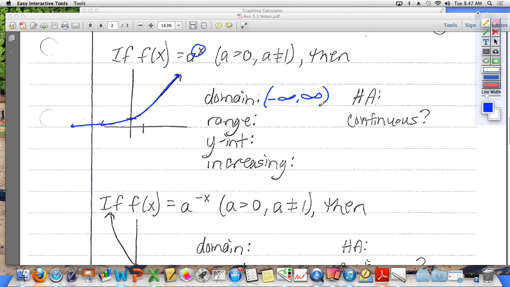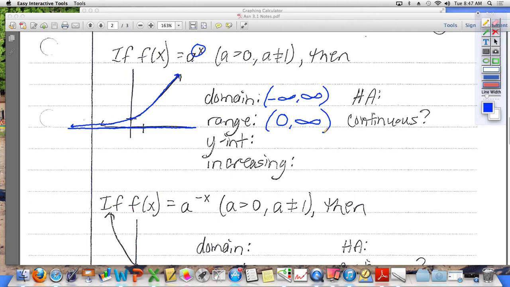What about the range though? What is it always bigger than? This graph is always bigger than what y value? Yeah, this right here is the x-axis. What's the y value along the x-axis? The y value is 0. So this graph is always going to be above the x-axis. So we say that our range goes from 0 all the way up to positive infinity. Notice my parenthesis with the 0, because it might not look like it, but this graph never actually touches the x-axis.